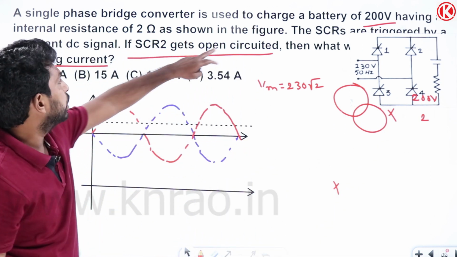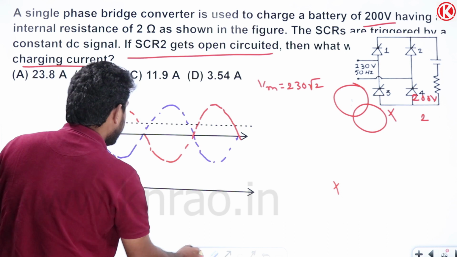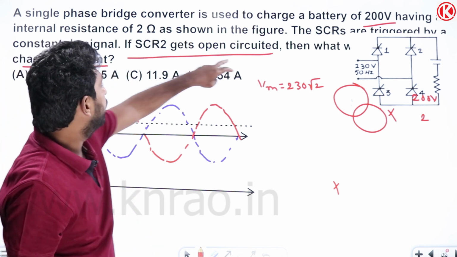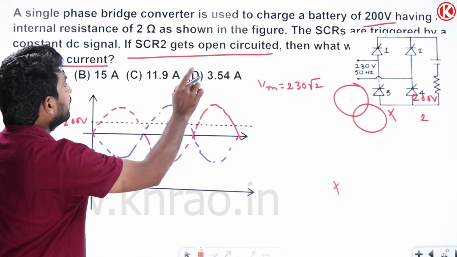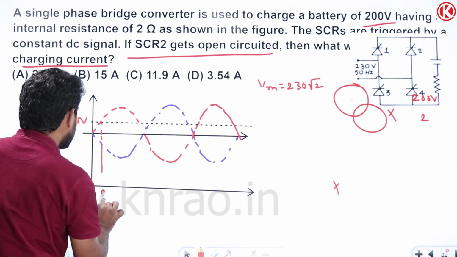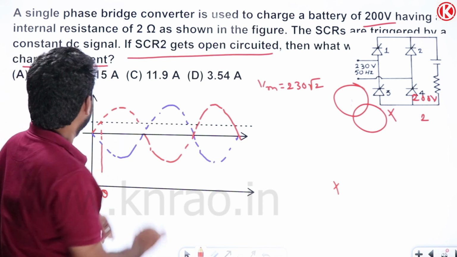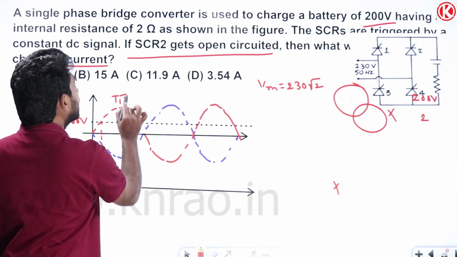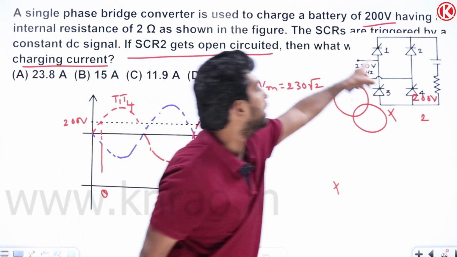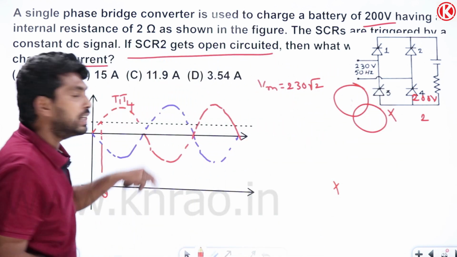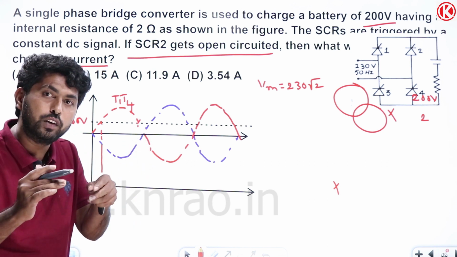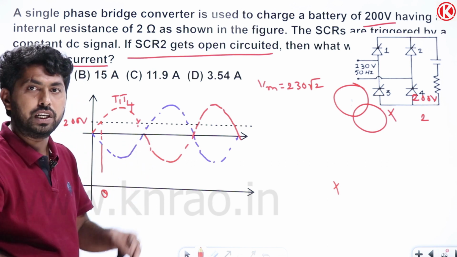Here E is given as 200 volts and Vm is 230 root 2. Let this angle be theta. Here T1 and T4 will get into the conduction state. When these two devices turn off, at the stage where Vm sin omega t equals E, the current flowing through the device will be 0.